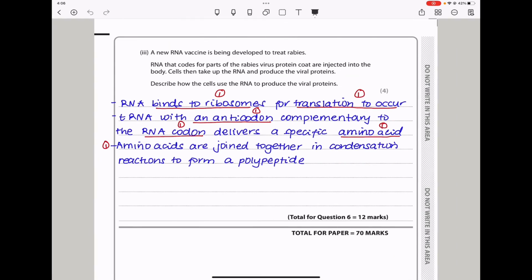Moving on. Here they say a new RNA vaccine is being developed to treat rabies. RNA that codes for parts of the rabies virus protein is injected into the body. Cells then take up the RNA and produce the viral protein. Describe how the cells use the RNA to produce the viral protein. This is about protein synthesis. So we know RNA that is going to be taken up by the cell is going to bind onto the ribosomes for translation to occur. Then the transfer RNA with an anticodon complementary to the RNA codon will deliver a specific amino acid, and these amino acids are going to be joined together in condensation reactions to form a polypeptide.